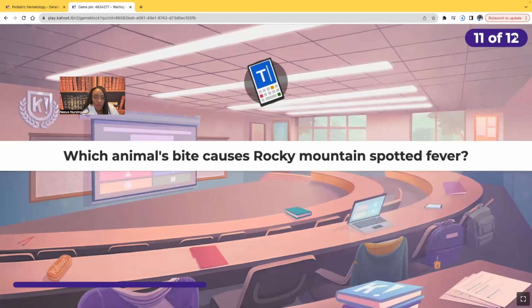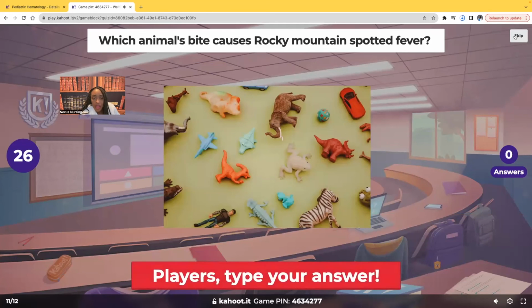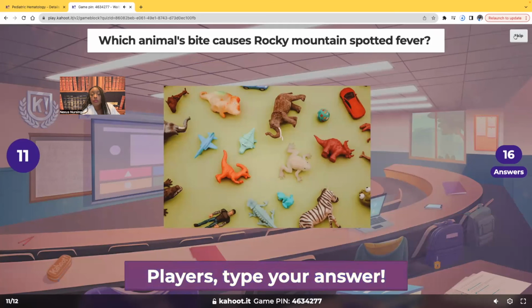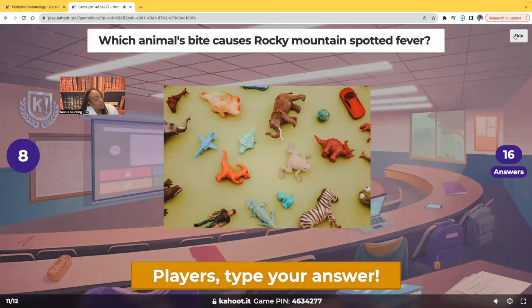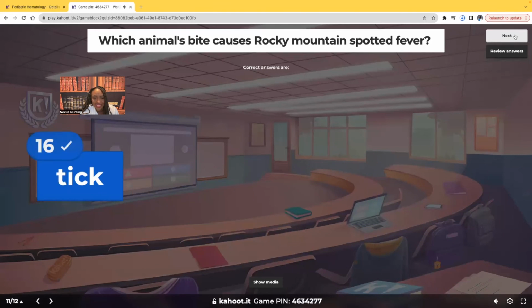So type in your answer. Which animal's bite does cause Rocky Mountain spotted fever? Which animal? Which bite causes it? Is it a hippopotamus, a dinosaur, a zebra, a frog, a turtle, alligator, eagle? What animal's bite causes Rocky Mountain spotted fever? Ticks. Okay, tick. I saw bar. I think you meant bear.